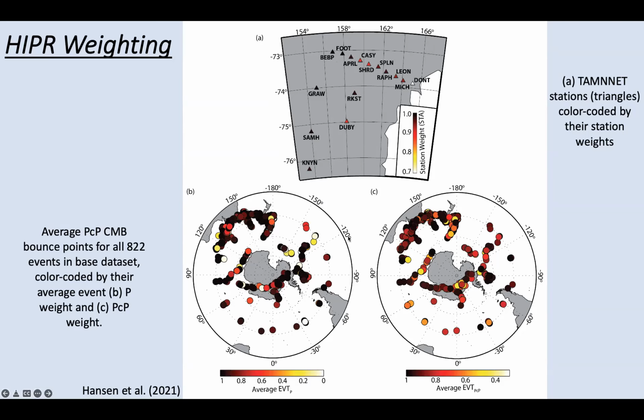The two panels on the bottom here, each of these circles represents the average PCP reflection or bounce point for a given earthquake off the core-mantle boundary. And they're color-coded by their corresponding event weights. Specifically, panel B shows the P-based event weight, and panel C shows the PCP-based event weight. So all of these weights then get factored into our data to make our high-quality stacks.